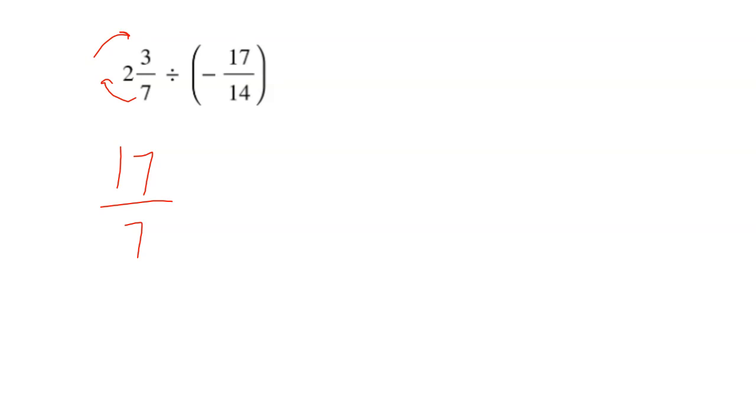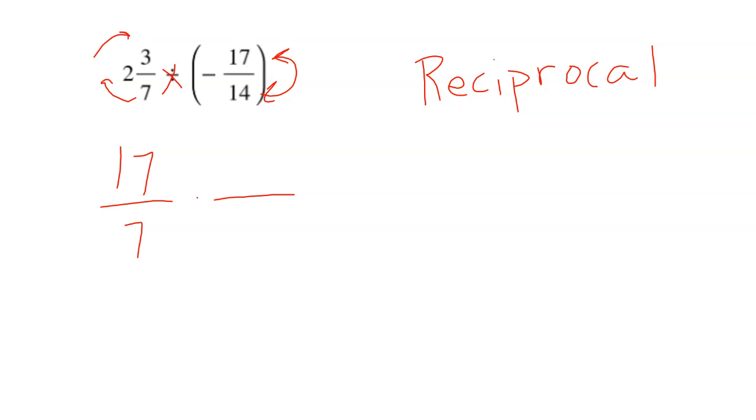Always change division to multiplication. We're going to turn that into multiplication. We'll put a multiplication sign there. And then we do the reciprocal of the second fraction. So for division only, multiply by a reciprocal. So we're going to flip the second fraction and change this to multiplication. This will be 14 over 17, and that's still negative.